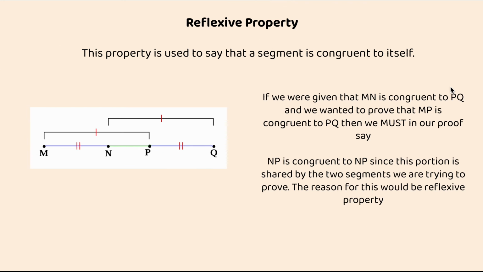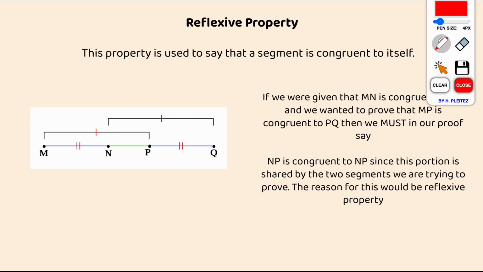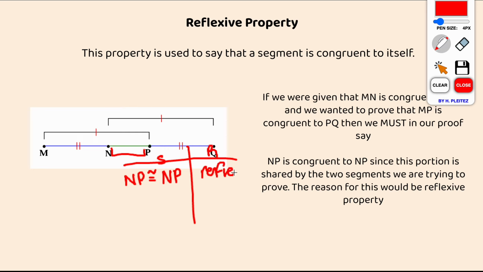All right, last couple things. So reflexive property is used to say that a segment is congruent to itself. So in your proof, as silly as it may seem, there might be times where you need to say something like, your statement will be NP is congruent to NP, and your reason would be reflexive property. I remember this as, reflexive is almost like you're reflecting. So if I'm reflecting and I'm saying I'm congruent to myself, that's reflexive property. I kind of use that to help me remember.